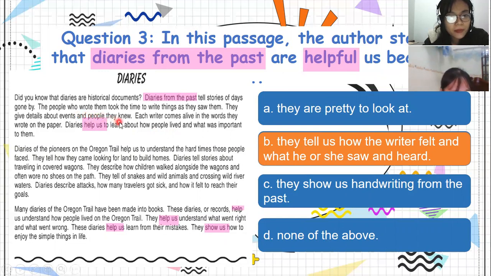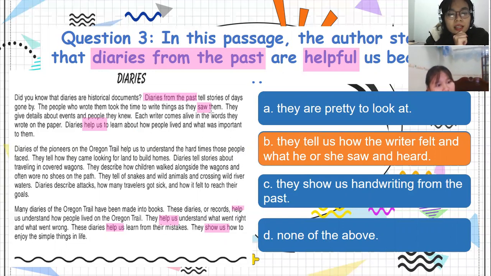There's no information about how the writer felt here, right? They wrote them and took time writing things as they saw them. Okay, we have the word saw here, and they saw them. But there is no felt. How the writer felt? I don't think it's the correct answer. Okay, so can you see? The people who wrote them took the time to write the things as they saw them.